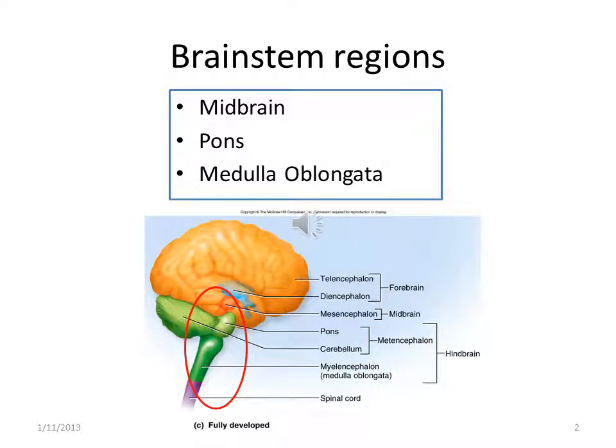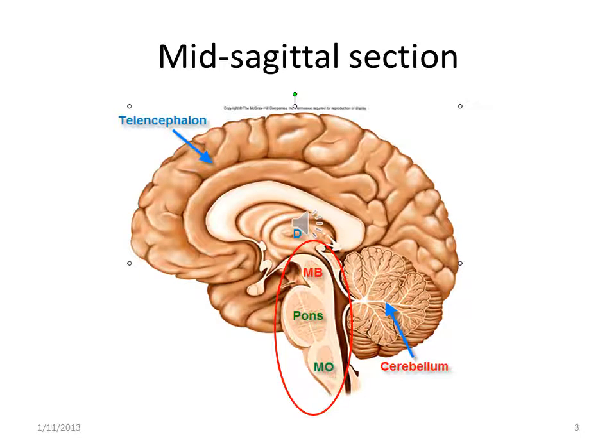The brainstem has three parts: the midbrain, the pons, and the medulla oblongata. All of these are shown within the red circle on the slide. This is a mid-sagittal section of the brain showing the midbrain, labeled MB, the pons, and the medulla oblongata, labeled MO. All of these parts are shown within the red circle.